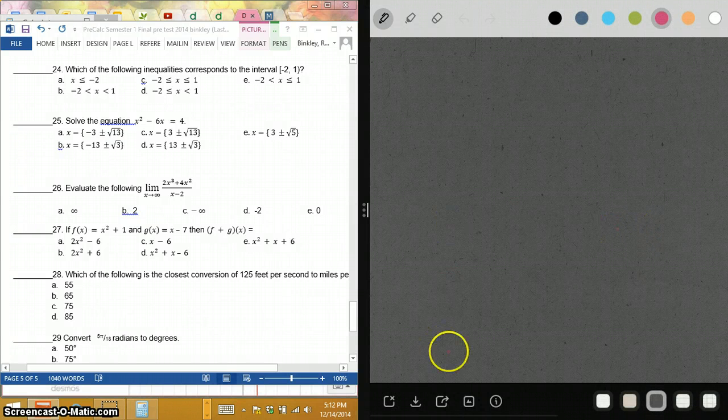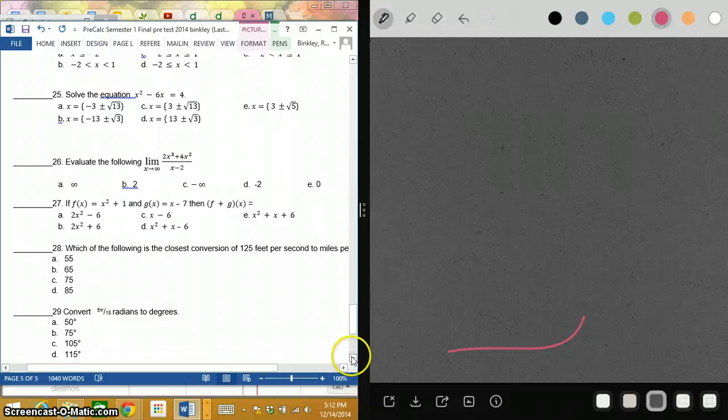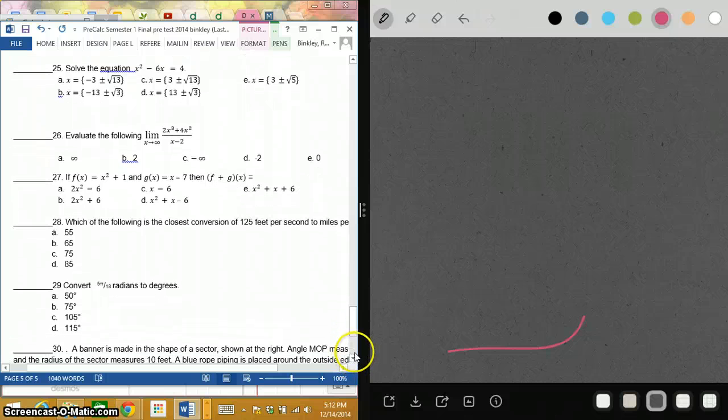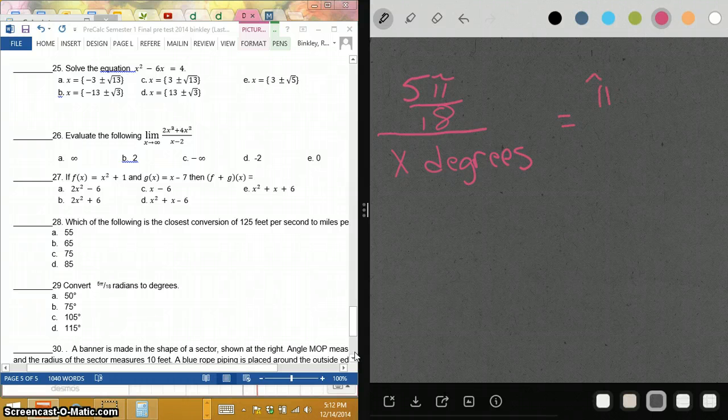29. Convert. Oh, okay, this is easy. Oh, sorry, you guys. Let's move this down. Convert 5 pi over 18 radians to degrees. So 5 pi over 18 is my radians. I want to know how many degrees that is. And I know that there are pi radians for every 180 degrees.